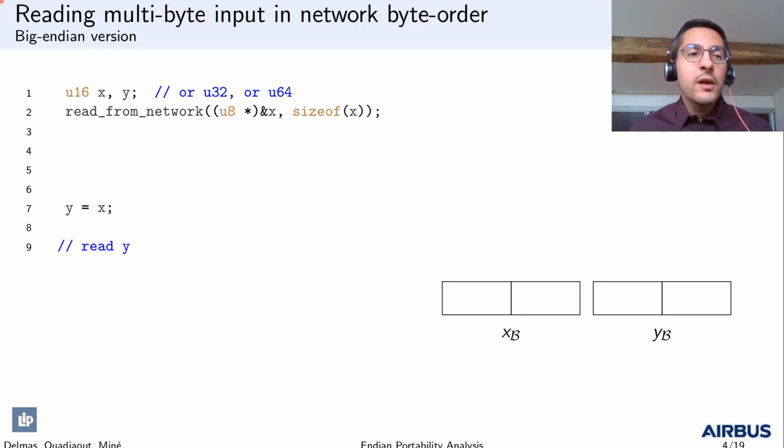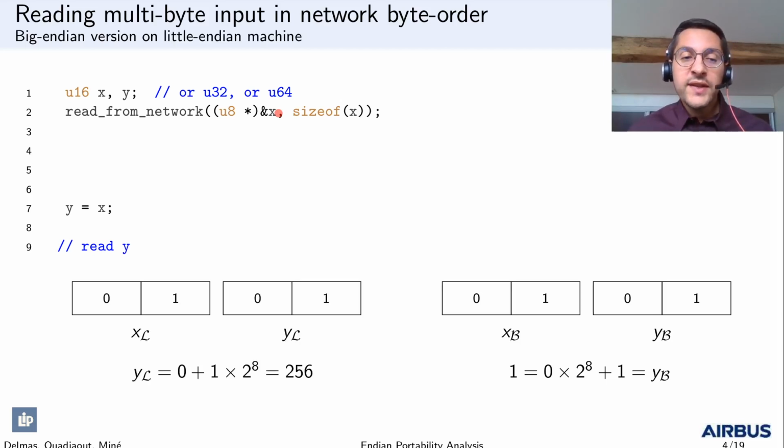Here we have a program which reads a 2-byte integer from the network. This program is originally designed for a Big Endian machine, so it reads the bytes into the bytes of X and copies X to Y, and then reads Y using the Big Endian convention. Now, what happens if we run the same program on a Little Endian machine? Well, we get the same bytes, but when evaluating Y with the Little Endian convention, we get a different value.